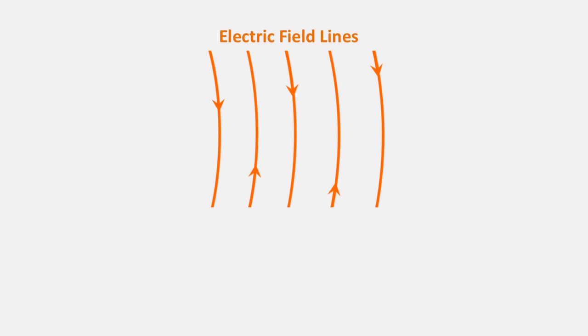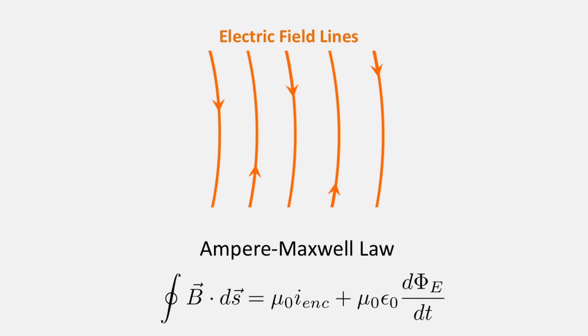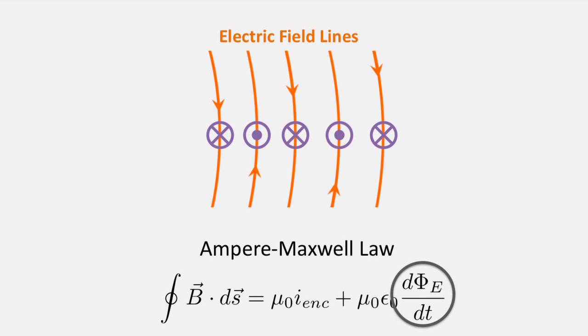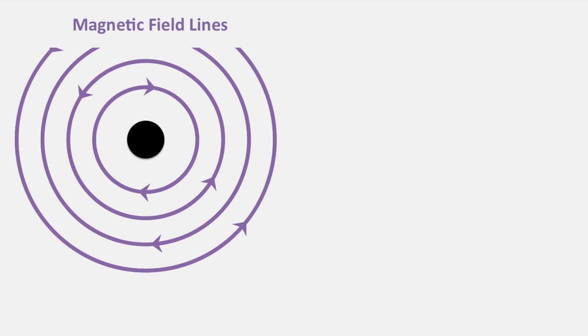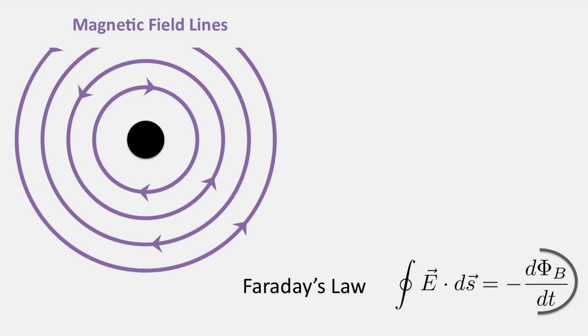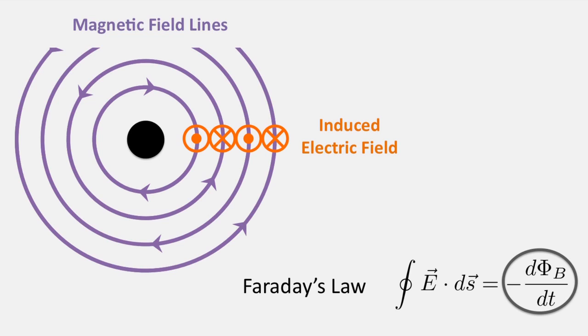As they move, the electric field at each point in space changes. That leads us to the Ampere-Maxwell law, which handles changes in electric flux. The law states that a change in electric flux will induce a magnetic field. We can draw that in on our picture. When we look at the magnetic field, it also changes in time. Faraday's law handles changing magnetic flux and tells us that it induces an electric field. Again, the two fields are perpendicular.